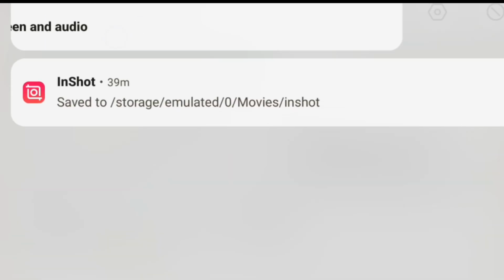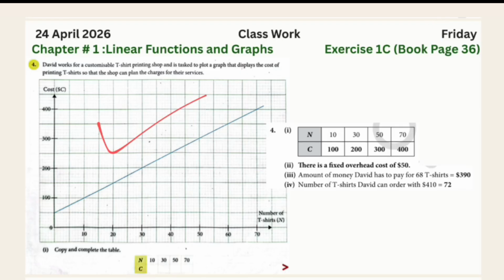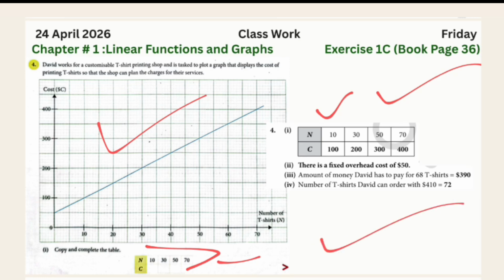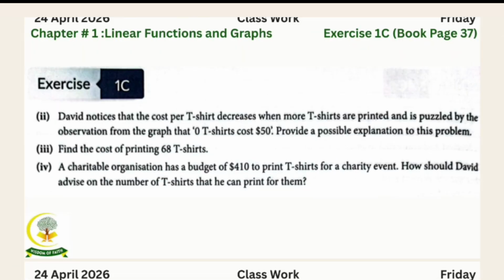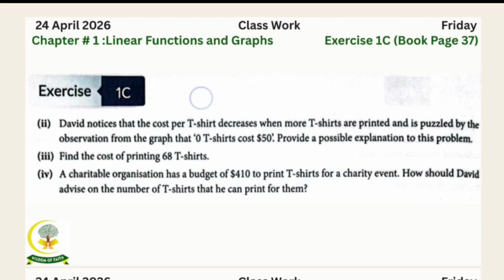Page 36, and there is a fixed overhead cost of 550. What you need to do, you just need to put the value of n and you will be getting the value of c. What is the value of n? 10, 30 and 50. It's given in the book, and you just need to put the value in the formula and you will be getting this answer. Yes, 10 into 10, 100. Perfect.